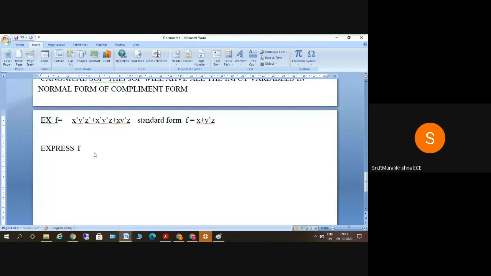Express the Boolean function f is equal to a plus b bar c as a sum of Minterms. So this is the problem here. Express the Boolean function f is equal to a plus b bar c as sum of Minterms. Okay. So I need this function as sum of Minterms.